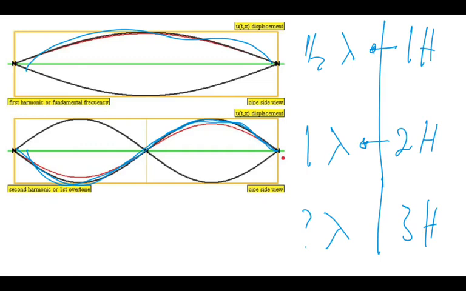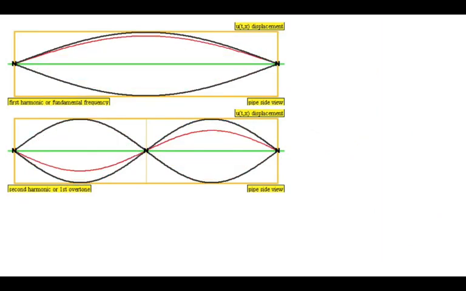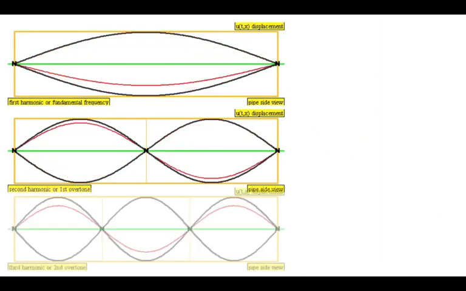Let you think about it. Hopefully you're making a guess. And if you guessed, well, this is 1/2. Here's 2 halves. Well, I'm going to have 3 halves here, or 1.5, right? Then you're thinking along the correct lines if that's the case.